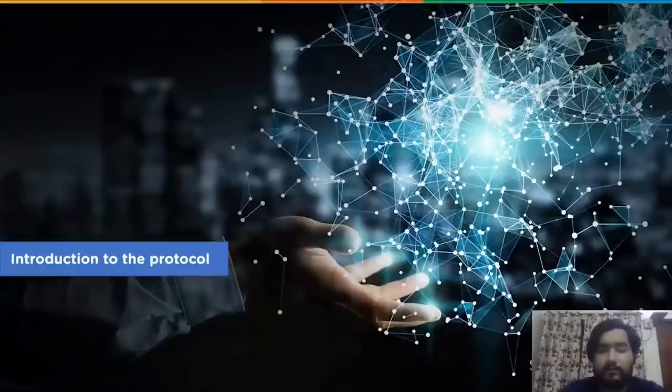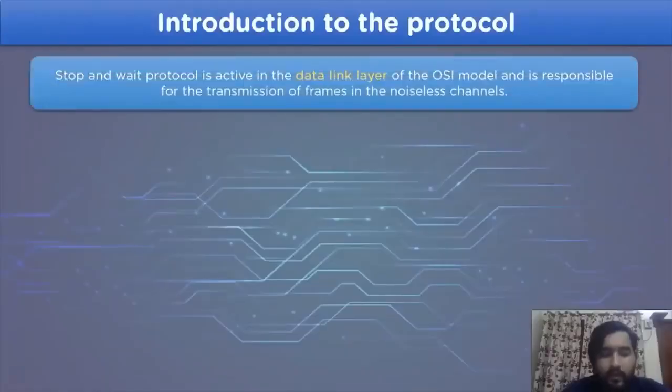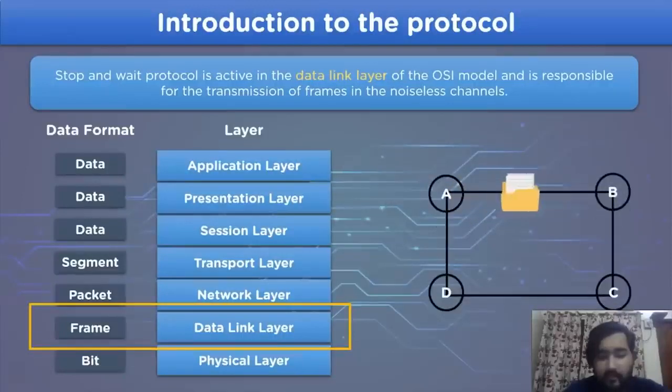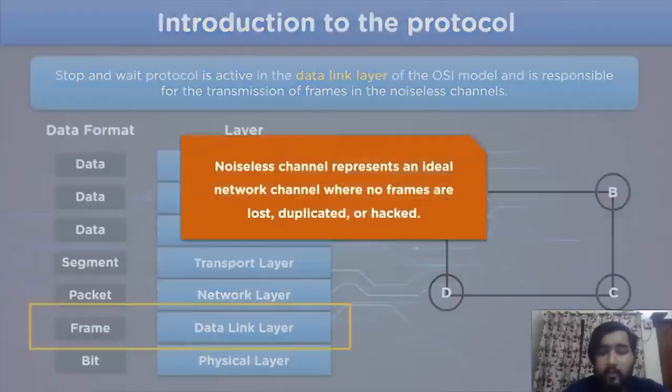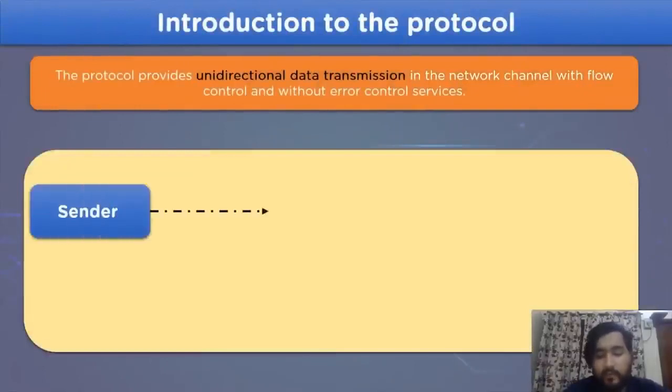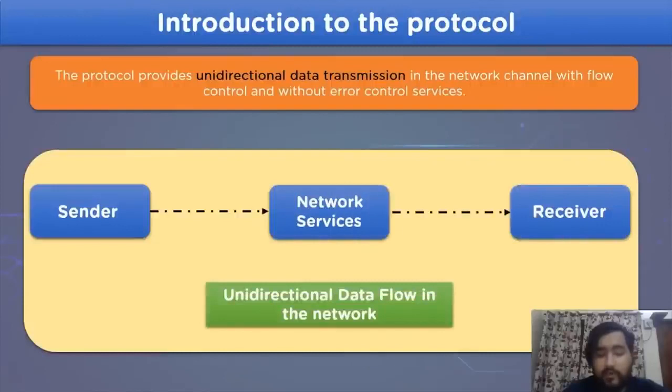Introduction to the protocol. The stop and wait protocol is a type of flow control mechanism active in the data link layer of the OSI model. The transmission of data applies only to noiseless channels, where a noiseless channel represents an ideal network channel where no frames are lost, duplicated, or hacked. Moving on, the stop and wait protocol is unidirectional in transmission of data. That is, either sending or receiving data will only take place at an instance.